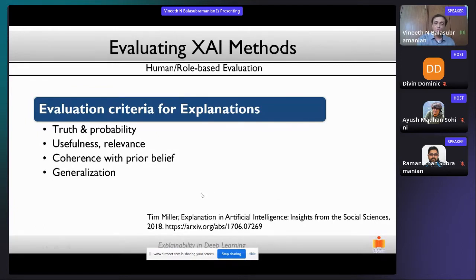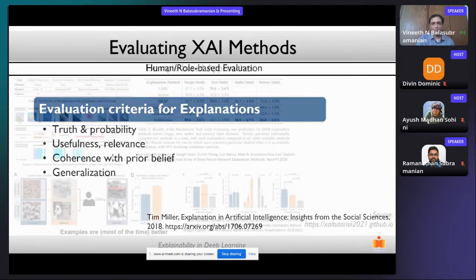So they talk about truth and probability being important factors. Truth is how correct the explanation is. Probability is how many times the explanation was correct. Then, how useful is the explanation? How relevant is the explanation for a given task? How coherent is the explanation with some prior belief in a particular domain? Or also, how generalizable is a given explanation for a population or a data subset? Right? So these are all different factors that one could think of and use for a given application. Which one you use depends on what user is using the explanations for decision making and what application domain is being looked at for that particular problem.